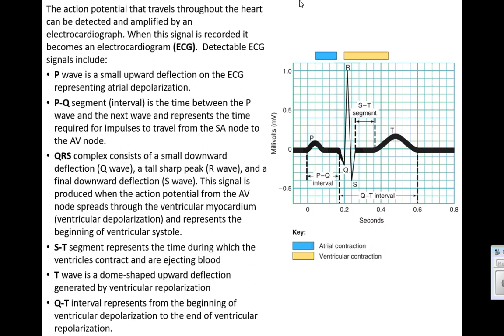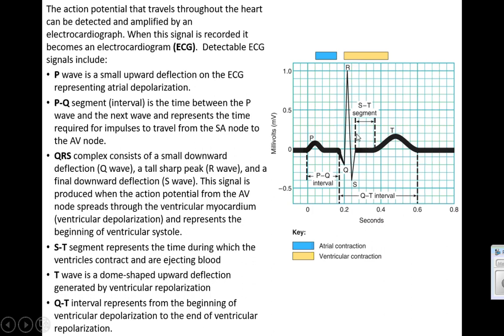The QRS complex is by far the most discernible piece of action in our ECG. It involves a small downward deflection called the Q, a very sharp rise R, big downward S. So we call it a QRS complex. This signal is produced when the action potentials from the AV node spread through the ventricular myocardium, which we call ventricular depolarization. It represents the beginning of ventricular systole. Systole being contraction. We'll talk about the words systole and diastole a little bit more here in just a second.